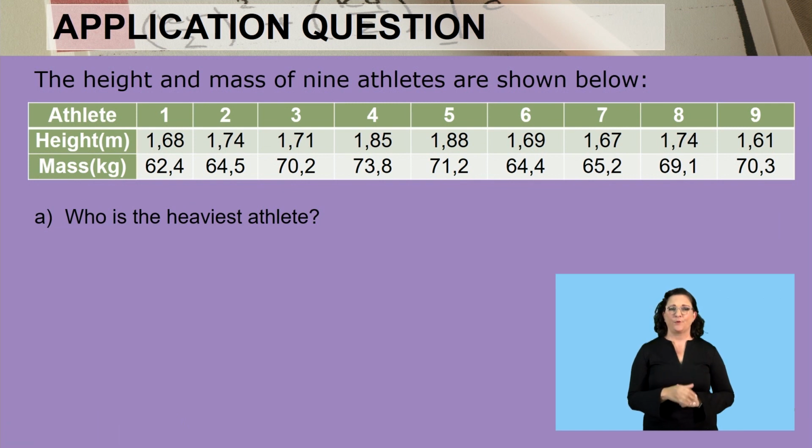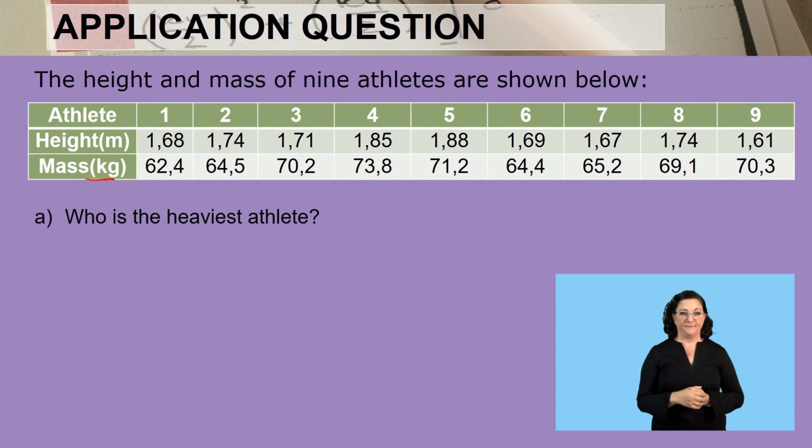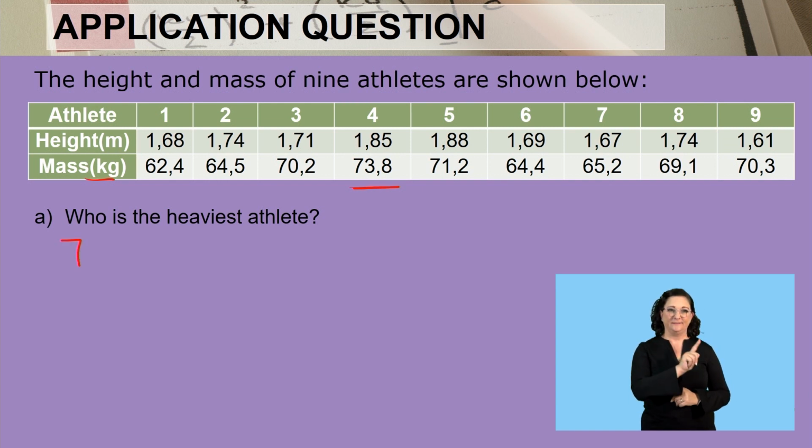The first question reads, who is the heaviest? When we talk about you being heavy, we're talking about your weight, which is a mass in kilograms. So we're going to check the row where we talk about the mass, which decimal is actually bigger there. I can actually see somebody saying, yes, it's athlete number 4. Athlete number 4 has 73.8 kilograms for his or her mass.